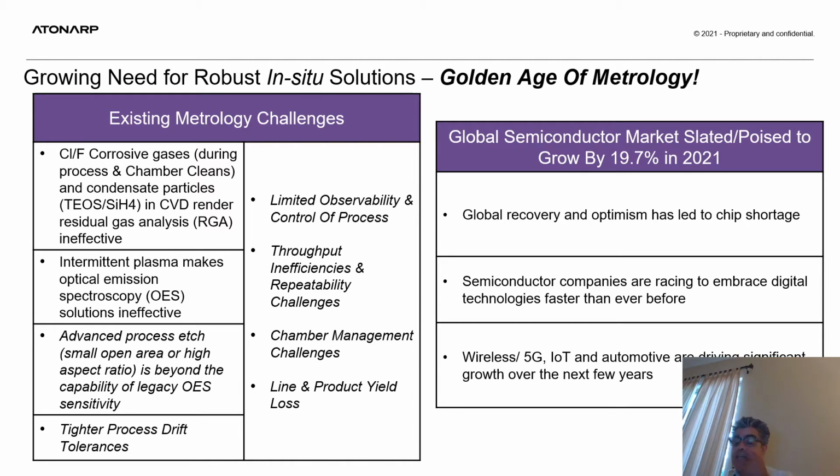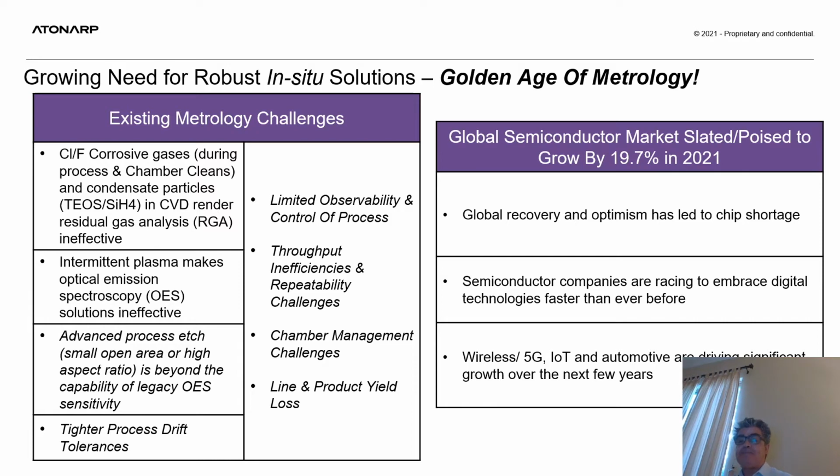Currently, the semi market is poised for about 19.7% growth in 2021. Three driving forces behind such growth. Number one, the global recovery and positive outlook has led to chip shortages worldwide. Number two, semi companies are racing to embrace digital technologies faster than ever. And number three, wireless, 5G, IoT, AI, and automotive industries are and will be driving significant growth over the next few years.